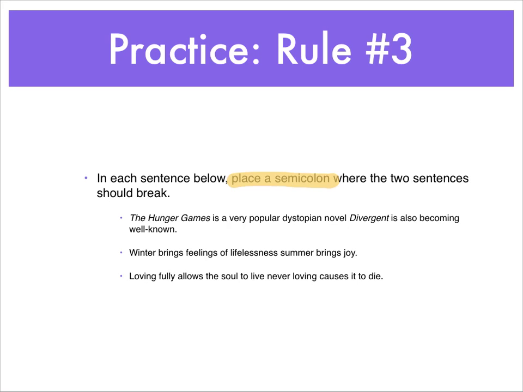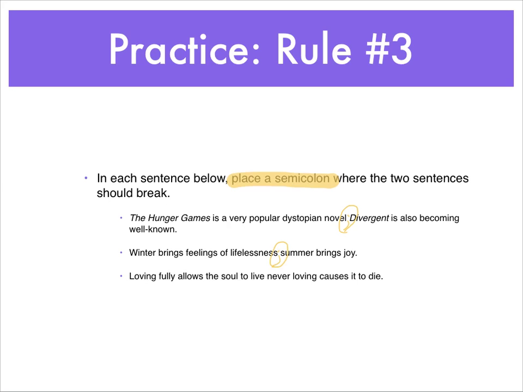Okay, so let's go over these answers. The first one, The Hunger Games is a very popular dystopian novel. Pause. There's the end of thought 1, so there goes our semicolon. Divergent is also becoming well known. So we're talking about two separate movies. All right, number 2, winter brings feelings of lifelessness. Pause. Summer brings joy. So we're showing contrast there, and the pause helps us break apart that contrast.